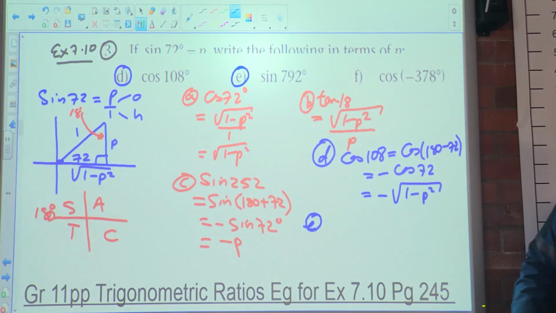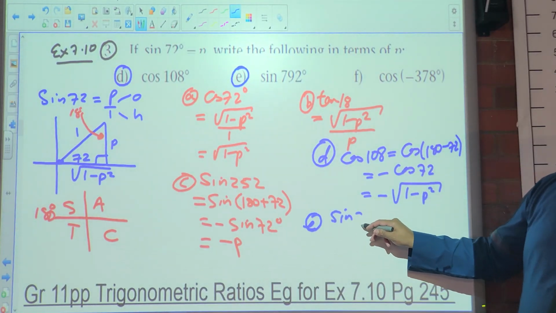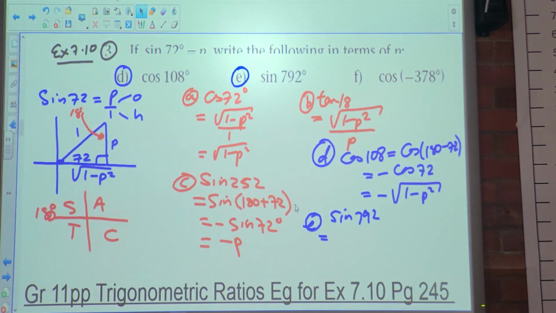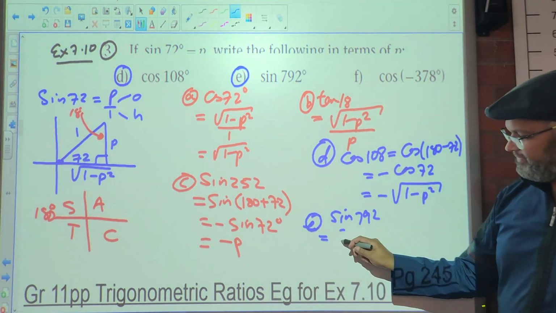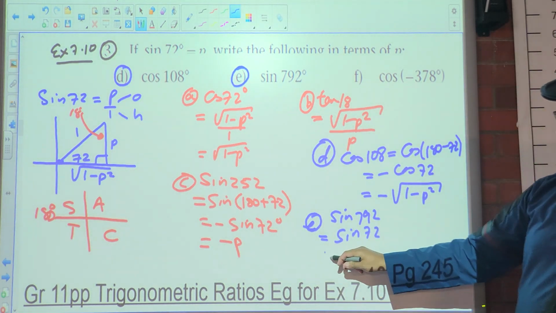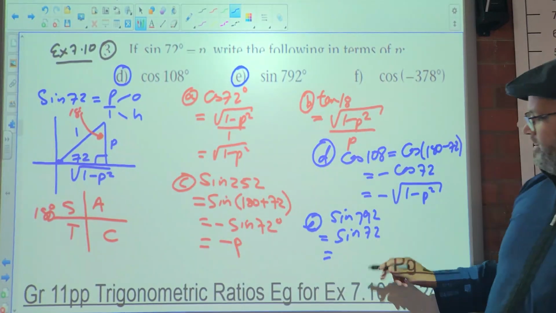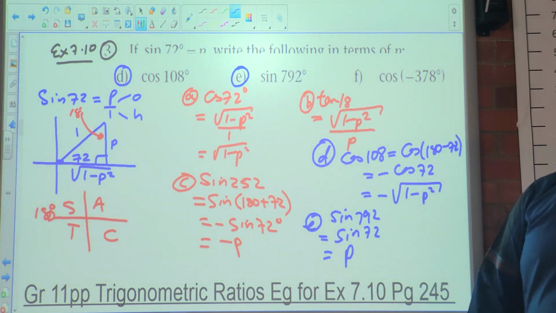Let's look at E. E is sine of 792. So what do I do to 792? Subtract 360. How many times? Subtract 360 twice, which gives the angle of sine of 72. You will agree with that? Sine is opposite over hypotenuse, which is p. You all agree with that?